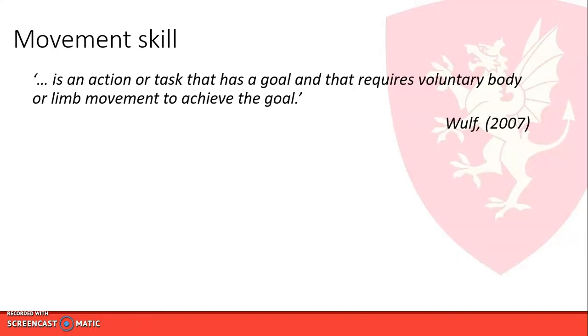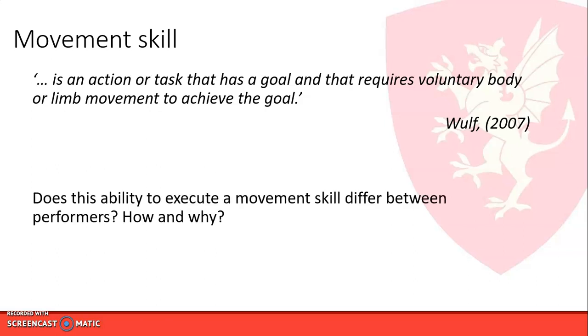Movement skills in themselves, a little bit of a definition here from Wolf, is an action or task that has a goal, that requires voluntary body or limb movements to achieve that goal. The goal of movement skills is effectively proficiency and efficiency, so performing the skill well and performing it efficiently, ultimately to achieve a specific outcome. So if it is a pass or a tackle, the goal of that is to achieve something within the game, but also achieve it effectively and efficiently.